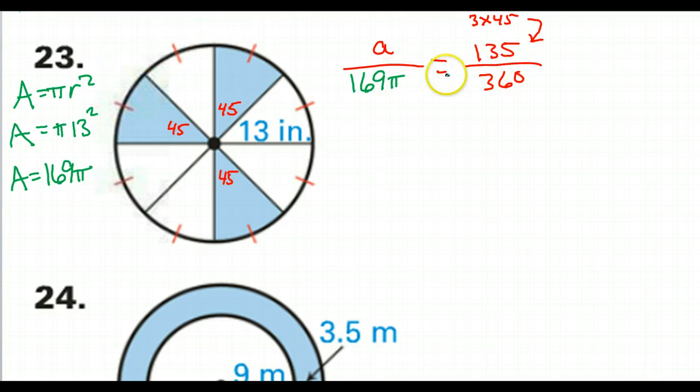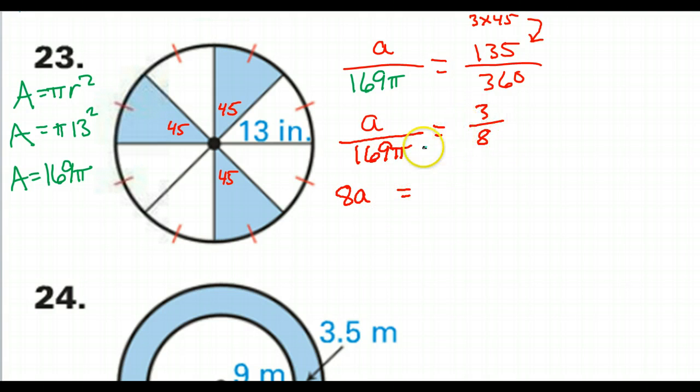Now let's see if this reduces. So 135 over 360, that's 3 over 8. So that's A over 169 pi is equal to 3 over 8. If I cross multiply, that's going to give me 8A is equal to, let's see what 3 times 169 is. That's 507. So that'll be 507 pi. Don't forget the pi. Now we just have to divide by 8.